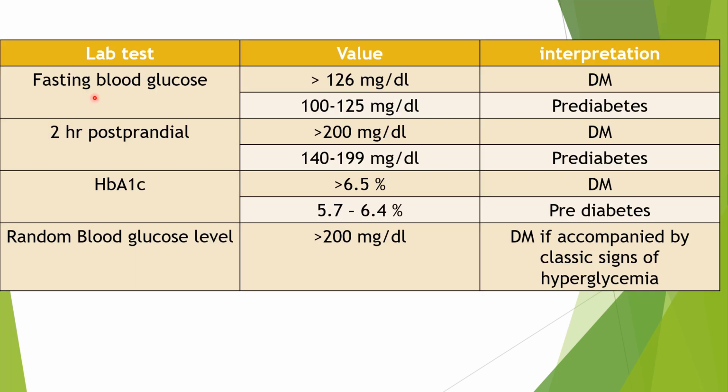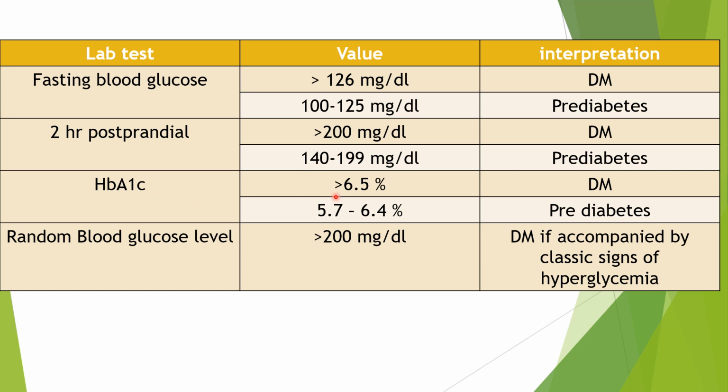The fasting blood glucose, if it is more than or equal to 126 mg per dl, indicates diabetes. If the value is between 100 to 125 mg per dl, that indicates pre-diabetes. For 2 hours postprandial, that is after meals, or the oral glucose tolerance test, if we are getting a value more than or equal to 200 mg per dl, that indicates diabetes. A value between 140 to 199 mg per dl indicates pre-diabetes.